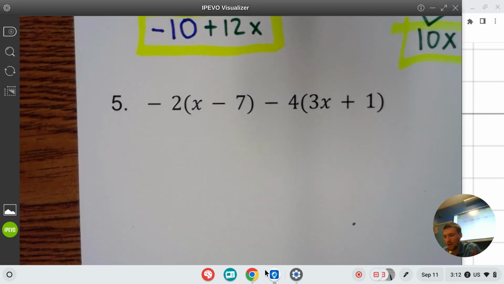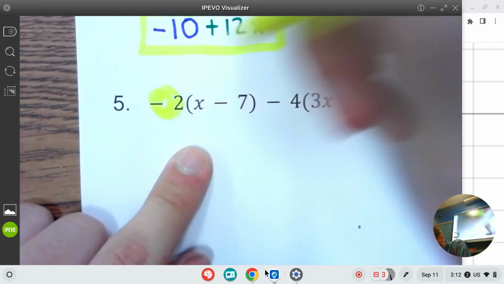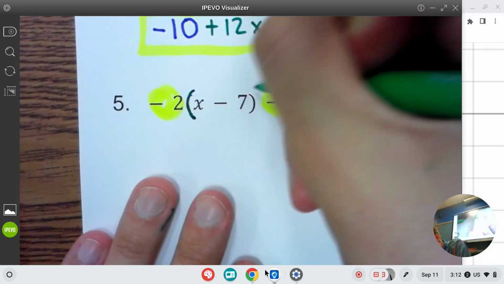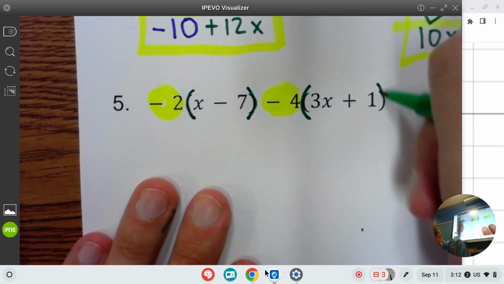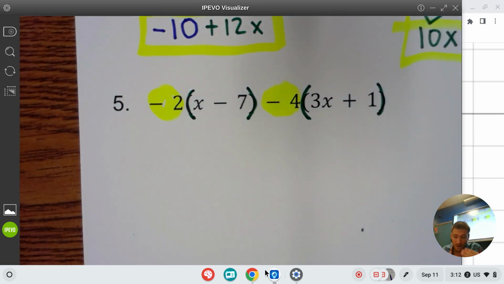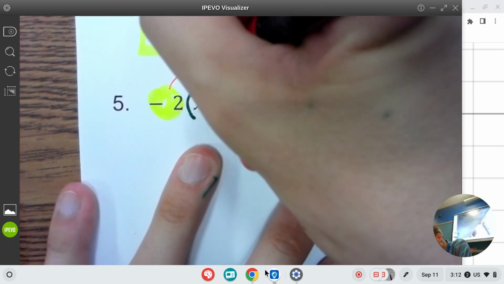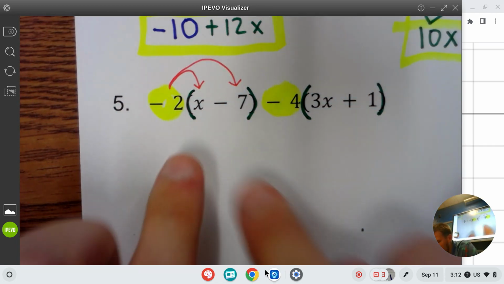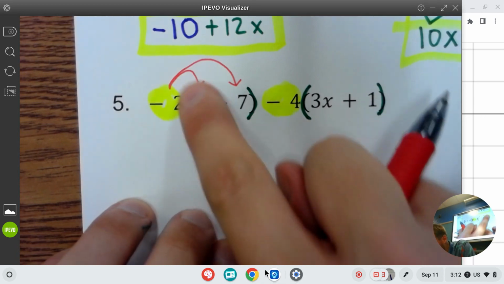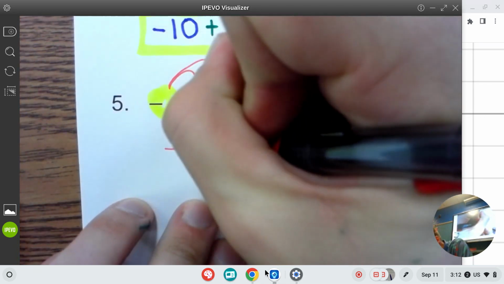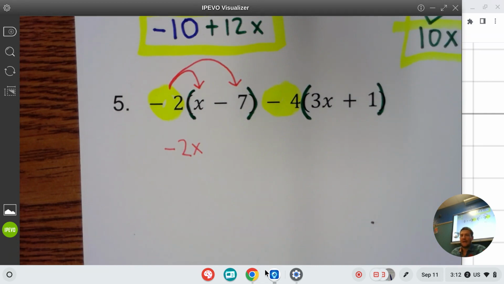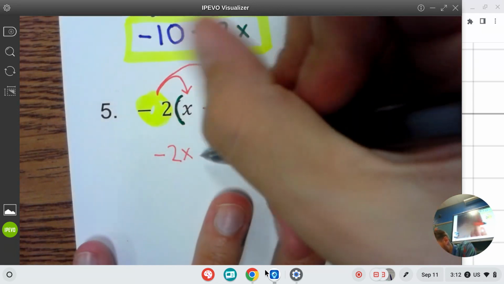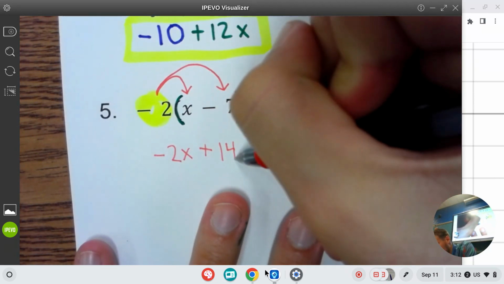It's the last one of the whole day. Okay? We got double distribute. This one looks a little spicy because we got a negative 2 and a negative 4 that we need to be distributing. And so we need to get this correct. Here's what I'm going to do. I'm going to multiply the first term, negative 2 times x, negative 2x. And then we're going to do it. Negative times a negative makes positive 14.